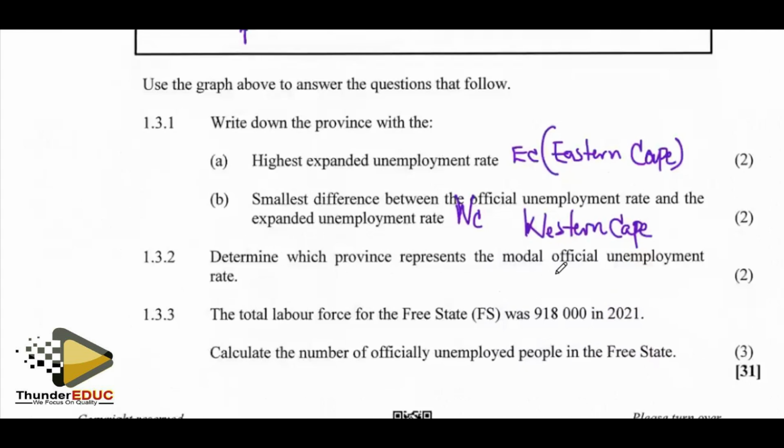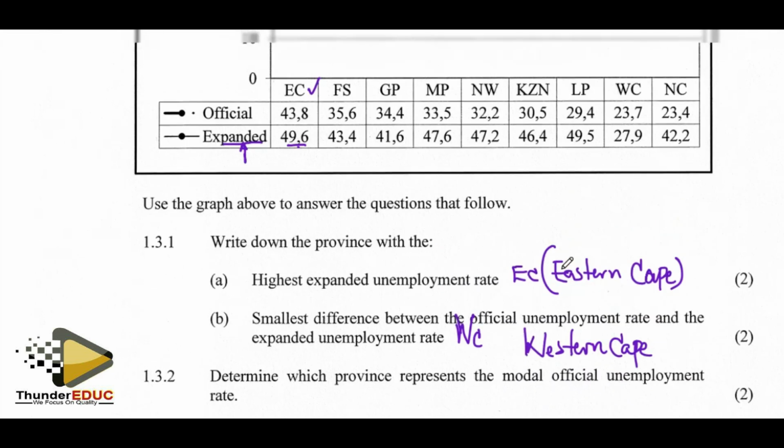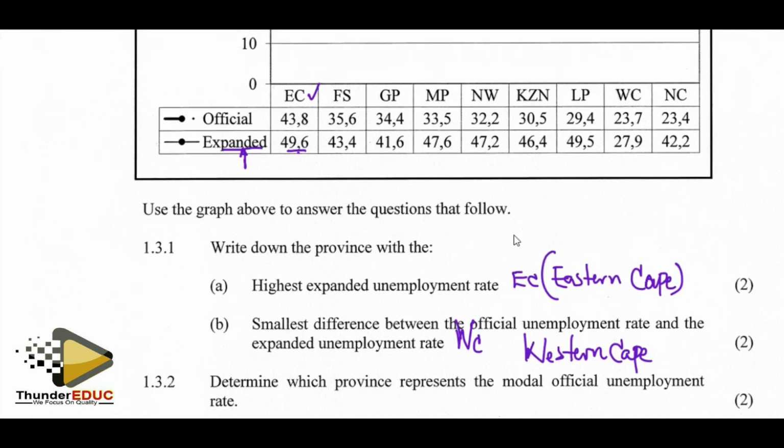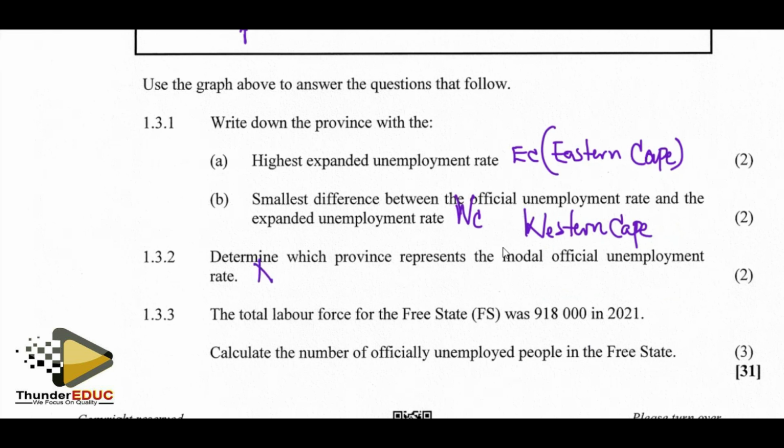Determine which province represents the mode of the official unemployment rate. We come here, remember mode, simply meaning the number repeating itself. Here we don't have any numbers that repeat themselves. It could have been these two here, but one is 4 and the other is 7. So we end up saying none.